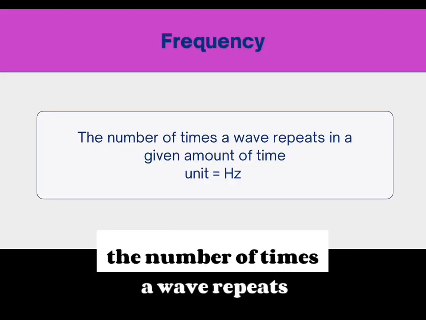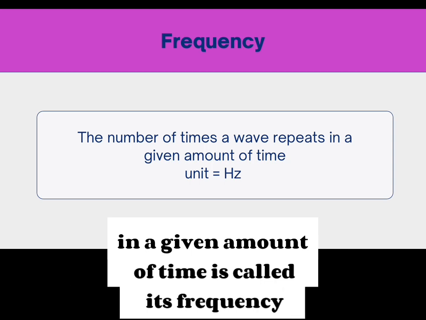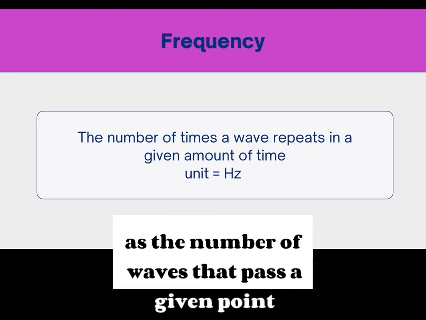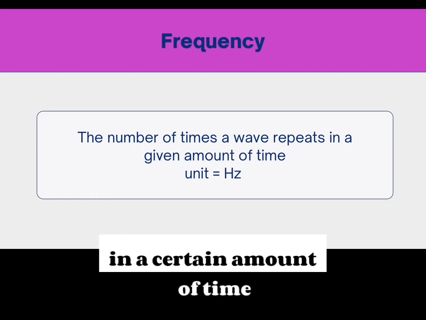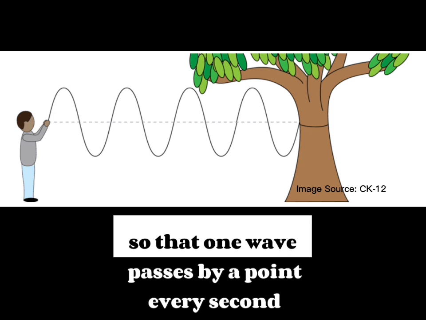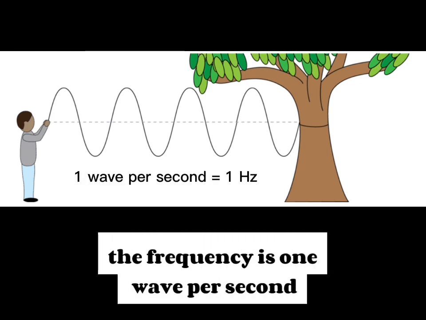The number of times a wave repeats in a given amount of time is called its frequency. You can think of frequency as the number of waves that pass a given point in a certain amount of time. For example, if you make waves on a rope so that one wave passes by a point every second, the frequency is 1 wave per second.